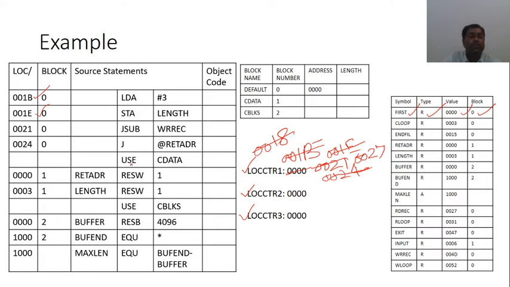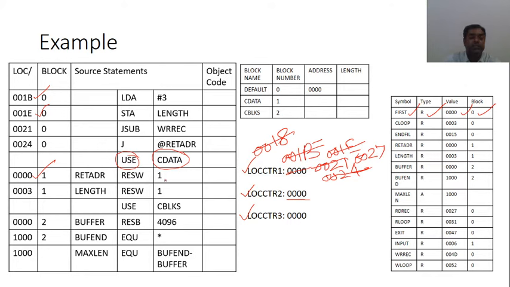Now after this instruction I am getting here USE CDATA. That means the CDATA block starts from the next instruction until I am not getting any USE instruction. Because this is the pseudo instruction which is used to find out which block is used now. And CDATA block is used now. So the block number becomes 1 corresponding to the CDATA block. This also belongs to block 1, and block 1 starting address is 0000, or you can say the current address is 0000. Now here the instruction is RESW 1.